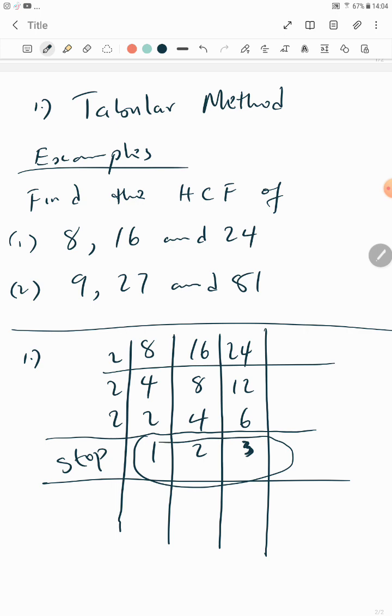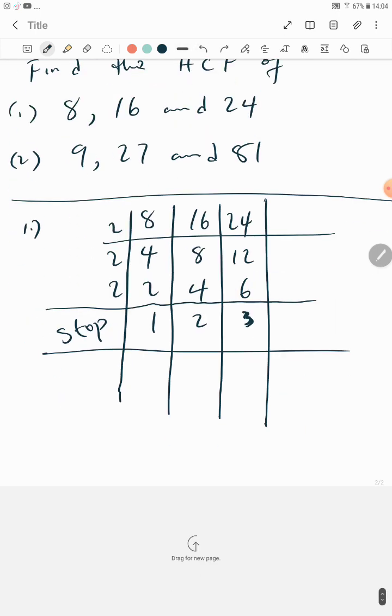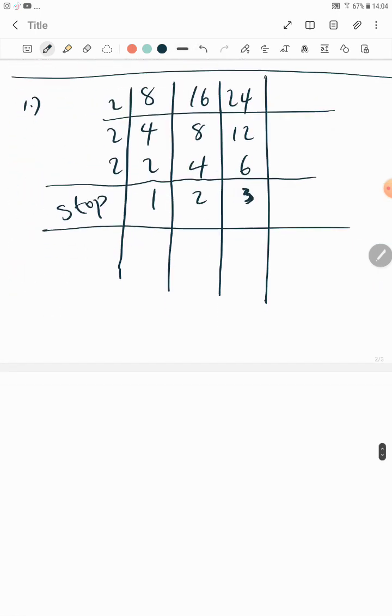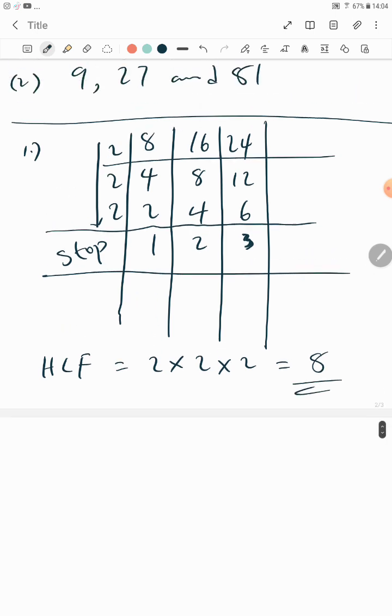So in this case, I have to stop. Once we solve the next example, that should actually get better. So you stop here and then you say HCF equals 2 times 2 times 2, and that will give us 8. So therefore, we say HCF of 8, 16, and 24 is actually what? 8. 8 is the highest common factor to them.